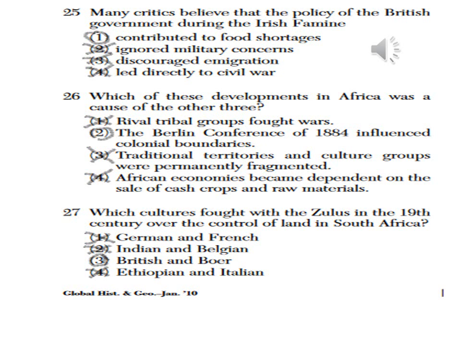So this is a cause and effect question. Let's take a look at some of the choices that were given. Number 1, rival tribal groups fought wars. Number 2, the Berlin Conference of 1884 influenced colonial boundaries. Is it number 3, traditional territory and culture groups were permanently fragmented? Or is it 4, African economies became dependent on the sale of cash crops and raw materials? The answer is 2.